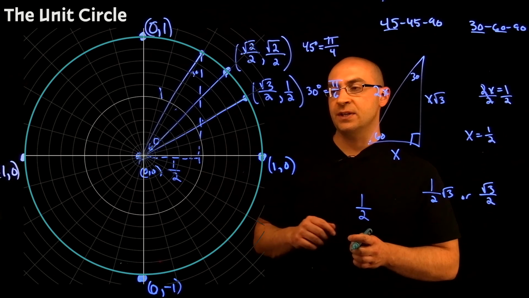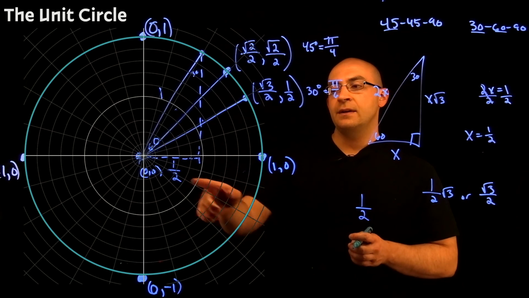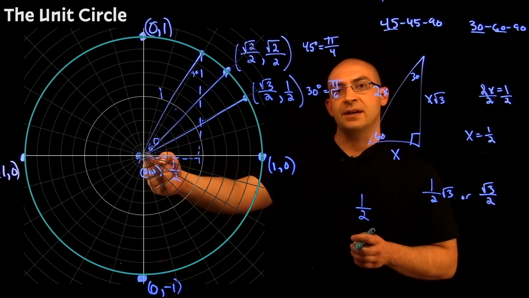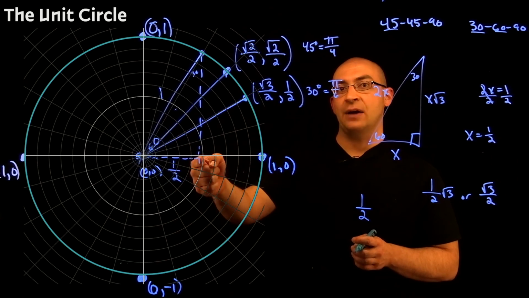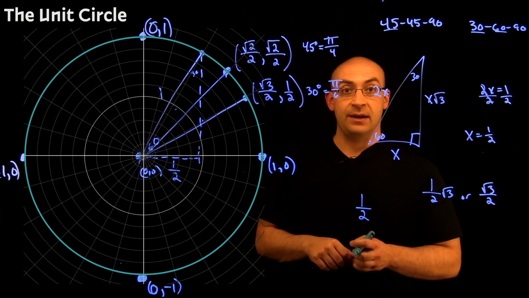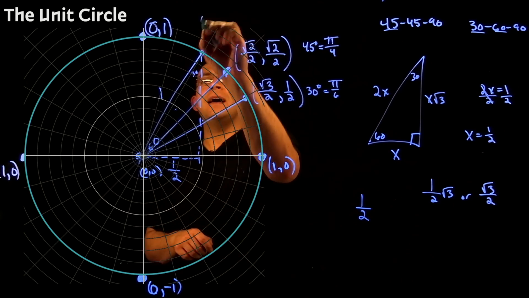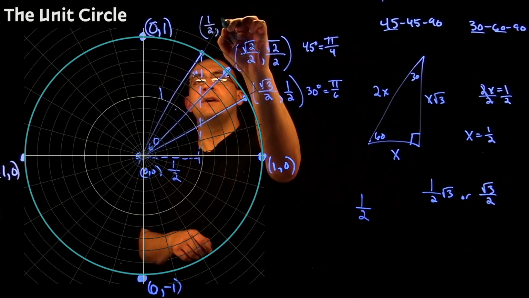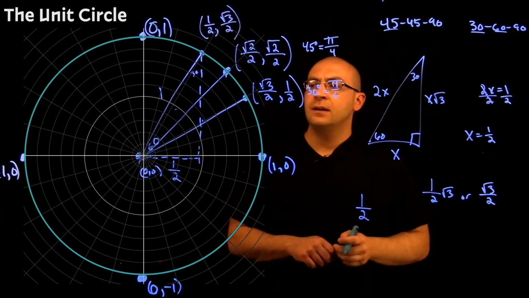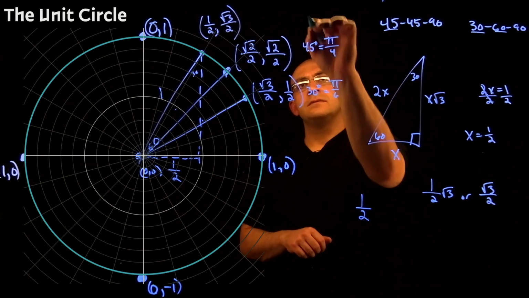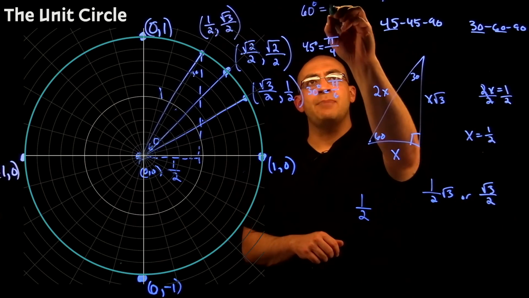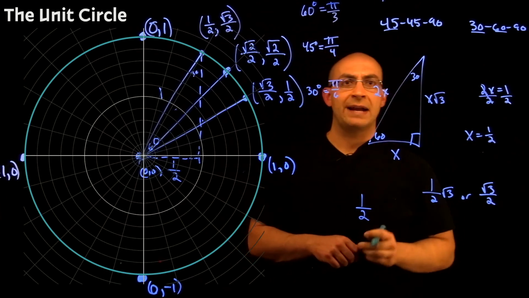Now, what the difference is the order's flipped. Instead of it being root 3 over 2 comma 1/2, it's completely the opposite. Because the horizontal distance, or the x value of this coordinate pair, is 1/2, the y value is going to be root 3 over 2. So I have my values here, 1/2 comma root 3 over 2. Now, 60 degrees, if I converted that to radians, I'm going to get pi over 3 radians.